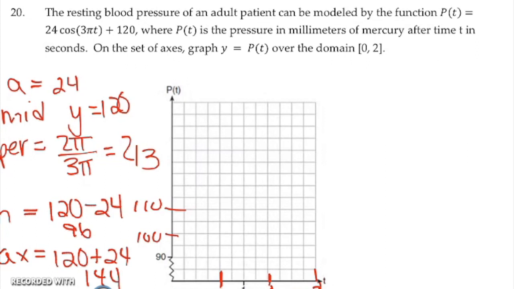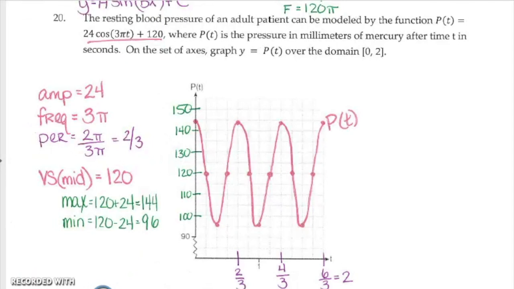I'm going to bring in the finished graph just for the sake of time right now. So a little bit of TV magic here. Ta-da! So see, it ends at 2/3, right? That's one full wave. And we're going max, midline, min, midline, max. Remember, this is a cosine curve, so it should start from its maximum.